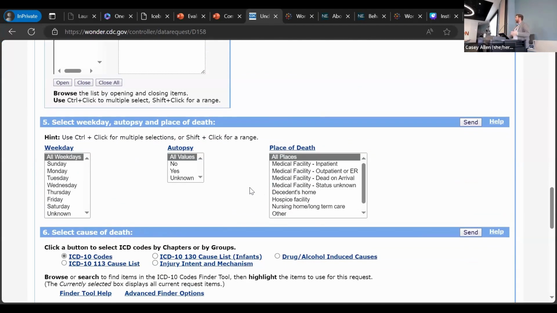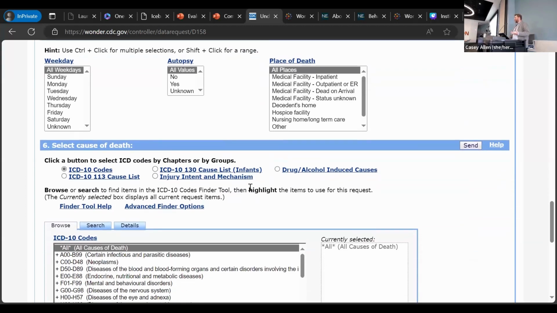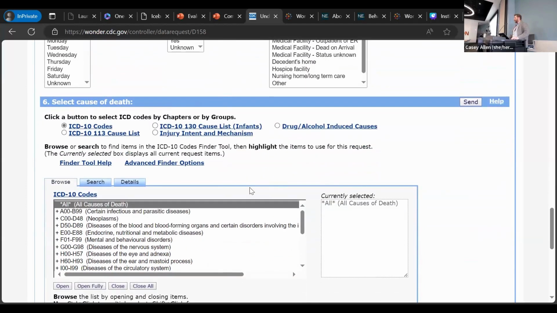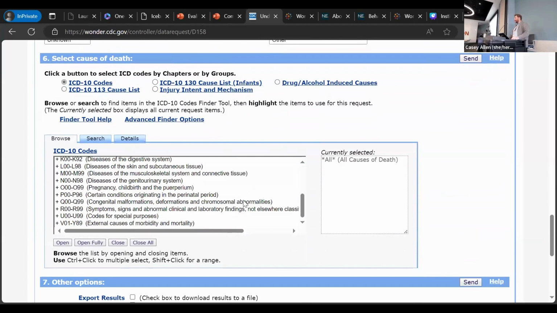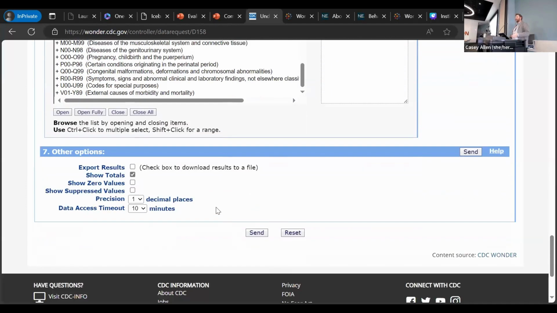We're not going to touch this. I don't know of any reason why we would want to look at different weekdays, for example, of death. You can select different causes of death, and then there are some other options that will allow you to export data, for example, show you 0 values and suppress values.